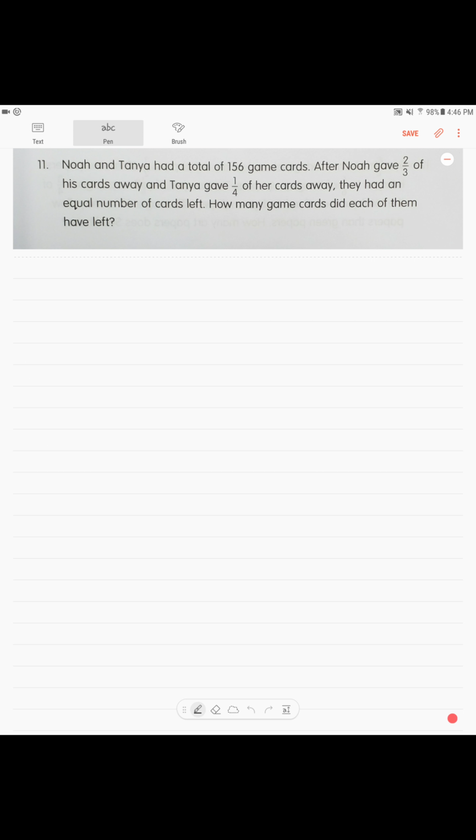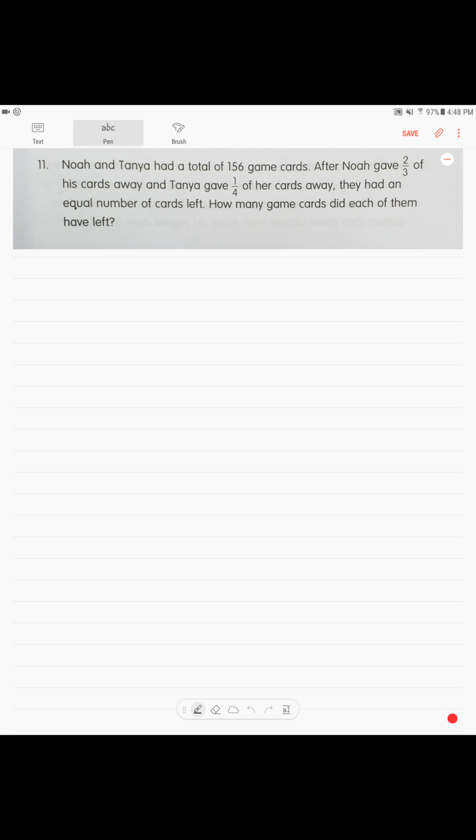Alright, next problem, problem 11. Pause the video, read the problem. Okay, I assume you finished reading and processing, so I will carry on with the solution, right? So, Noah and Tanya had a total of 156, right? Now what do we need to do? They tell us that Noah gave away 2/3 of his cards and Tanya gave away 1/4 of her cards, right?